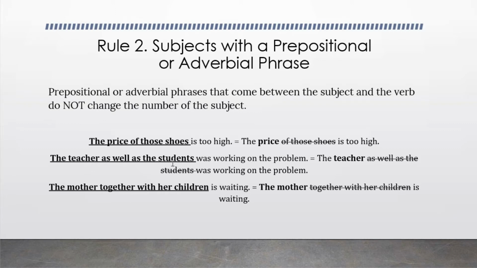The teacher as well as the students was working on the problem. Why was? Because the simple subject is the teacher, and as well as the students is an adverbial phrase, and it doesn't count. My mother together with the children is. Why is? Because the simple subject is the mother, and the rest of the subject is junk.